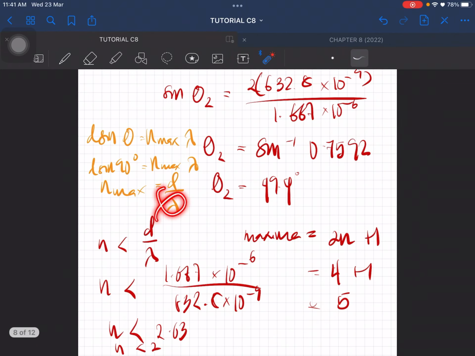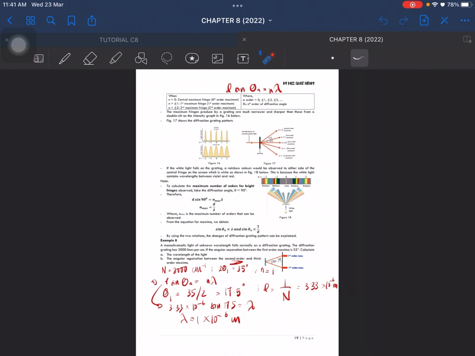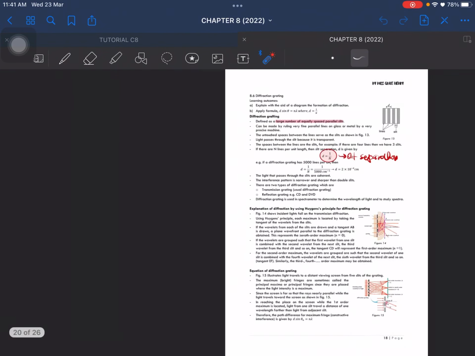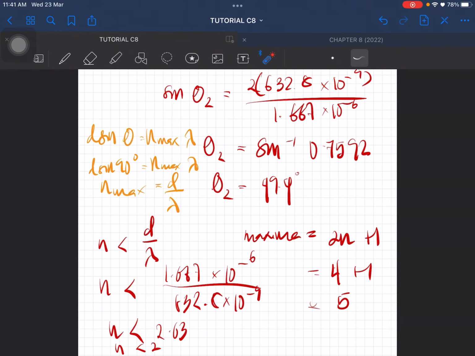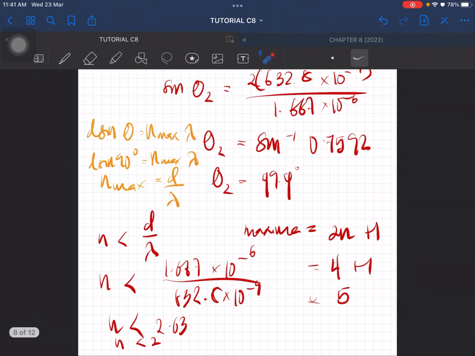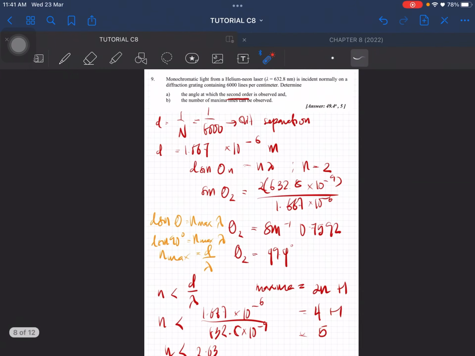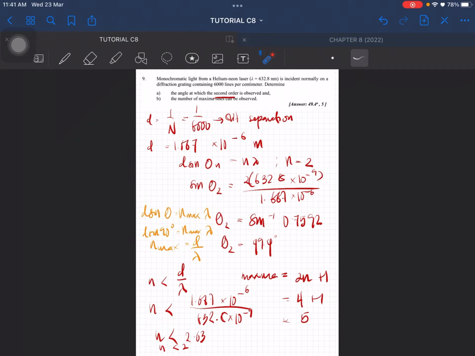If you get the value, you just have to add 1 because we have to consider the central maximum, which is the middle, because that is also a bright fringe. But if it is the minimum lines, actually you don't have to add 1. Okay, so that is question number 9.